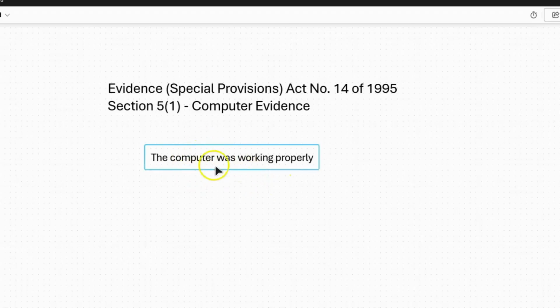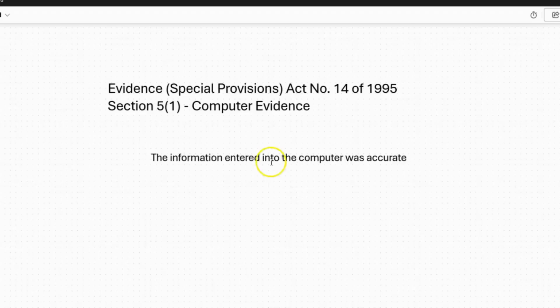The second condition is the computer was working properly. It means the computer should have been functioning correctly. Even if there was a minor fault, it is still acceptable if the fault did not affect the statement or its accuracy. For an example, the printer was low on ink, but the data stored in the computer was correct.